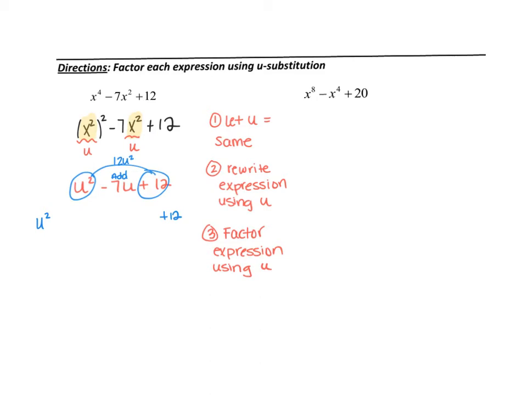So I'm just going to do them real quick. It should be negative 3u and negative 4u. And we'll factor by grouping. Group the first two, group the second two, and bring down the sign in the middle. The GCF of the first two terms is u, and we're left with u minus 3. The GCF of the second two terms is negative 4, and we're left with u minus 3. u minus 3 is my GCF, and I'm left with u minus 4.